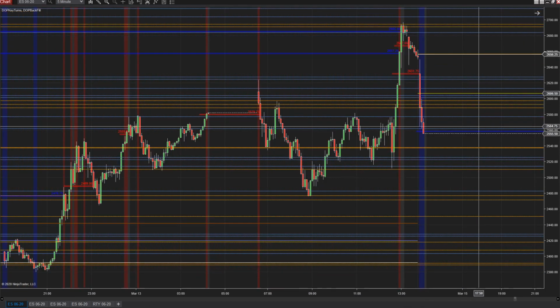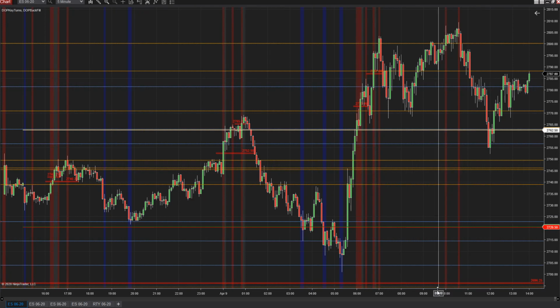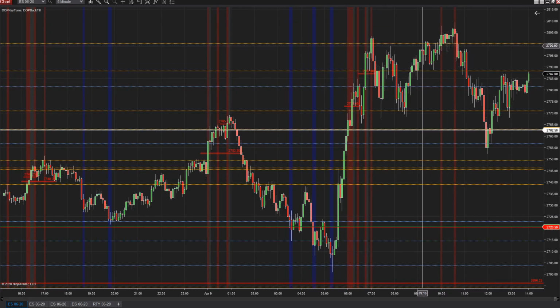And anyway, so there you have it. I doubt this will change much. We'll see how the overnight session goes. I doubt this will change much from now until the overnight. And so there you have the pre-market for Sunday night into Monday.